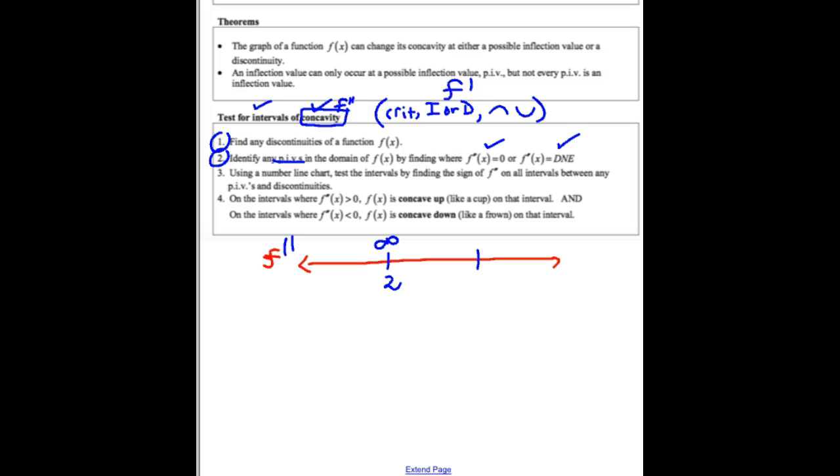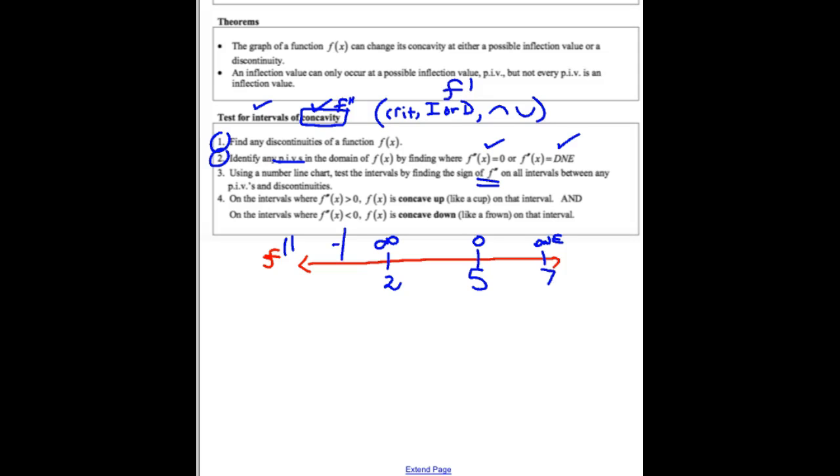So keep in mind, changes in concavity can occur at discontinuities or anywhere the second derivative is 0 or does not exist. So let's suppose the second derivative was 0 over here at 5. And let's suppose the second derivative didn't exist over here at 7. And instead of putting infinity on here, I'm going to write DNE, because that means there's not an asymptote there. There's an issue. Then I make a sign chart, and I test all these intervals in the second derivative.